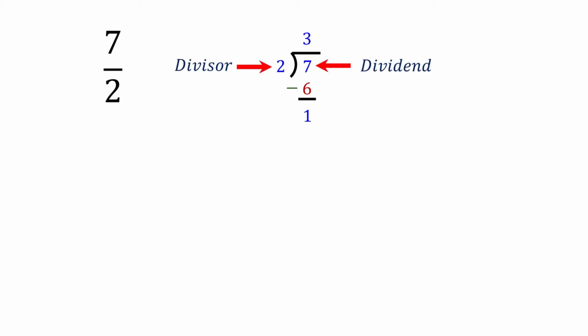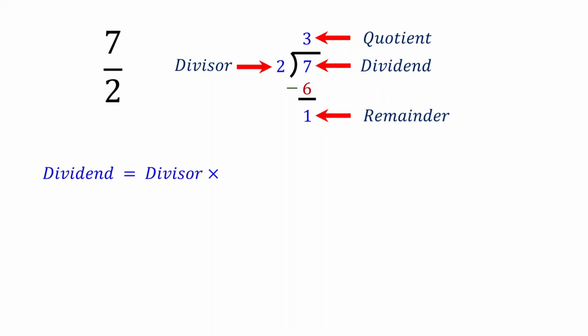Let's say we want to divide 7 by 2. 2 goes into 7 3 times, leaving a remainder of 1, right? In this division, 7 is the dividend, 2 is the divisor, 3 is the quotient, and 1 is the remainder. We know that the dividend equals the divisor times the quotient plus the remainder, right?